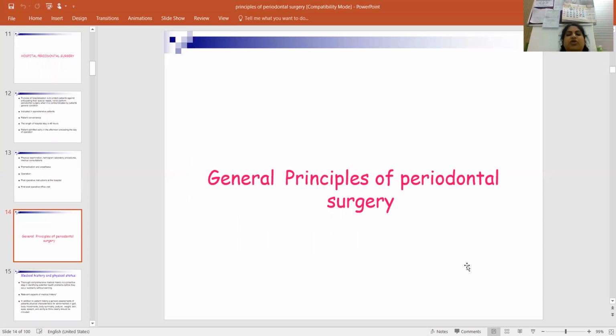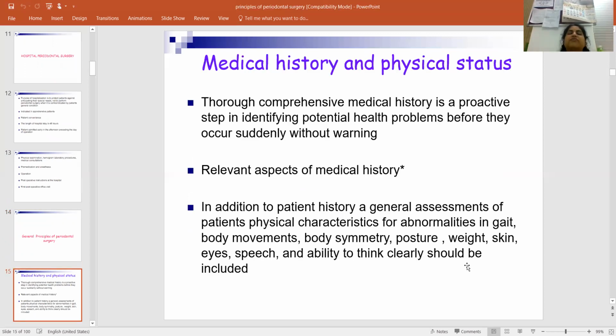Now the general principles of periodontal surgery we are going to discuss in brief. First of all, the medical history and physical status of the patient. The medical history is the most important key point in the success of any surgery. You have to take a complete, thorough medical history. It is basically to identify if the patient has any potential health problems that can occur suddenly during the procedure. So we have to know what emergency drugs we have to keep during the performance of surgery. Relevant aspects of the medical history.